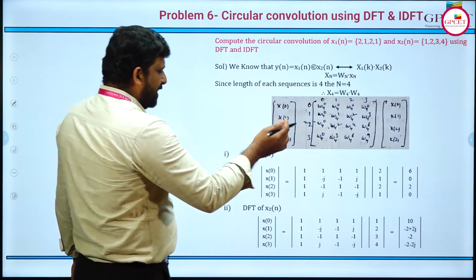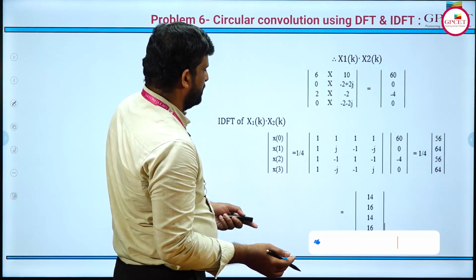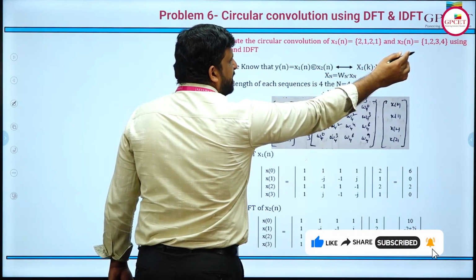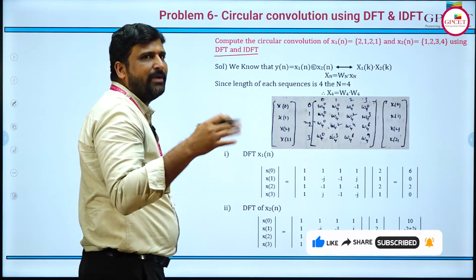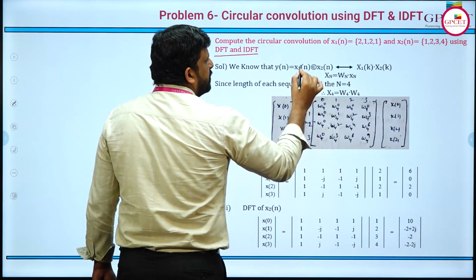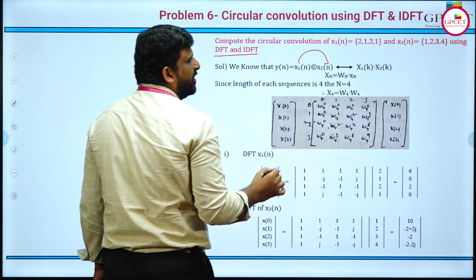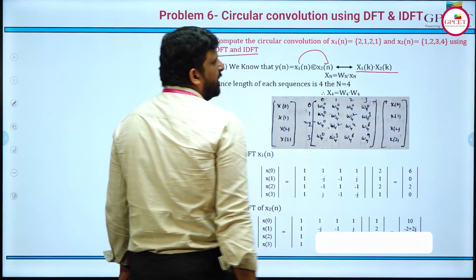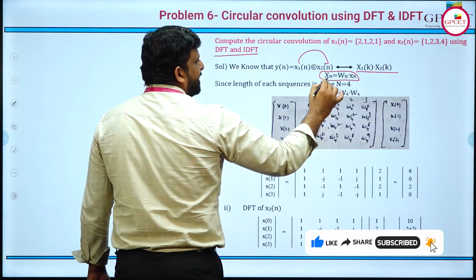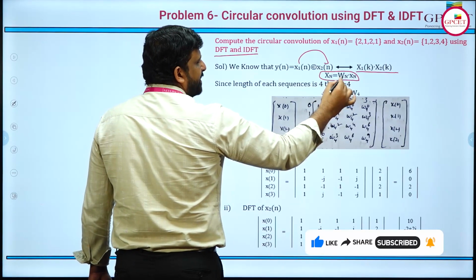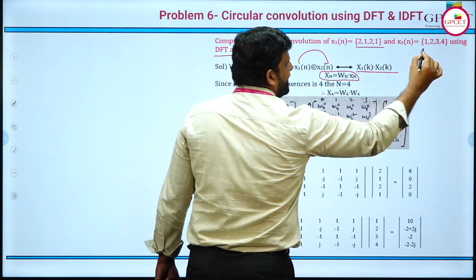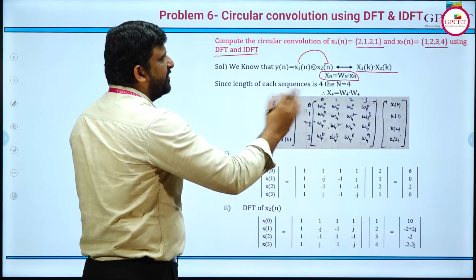See here, circular convolution. Last: compute the circular convolution of x1 of n and x2 of n using DFT and IDFT, another method. Now we know that as per the property, y of n is equal to x1 of n circular convolved with x2 of n, what should I get? I should get x1 of k into x2 of k. And this is the formula we need to keep in mind, that is X of k is equal to twiddle factor W_N into x of n. So here you can see the length of the sequences N is equal to 4.